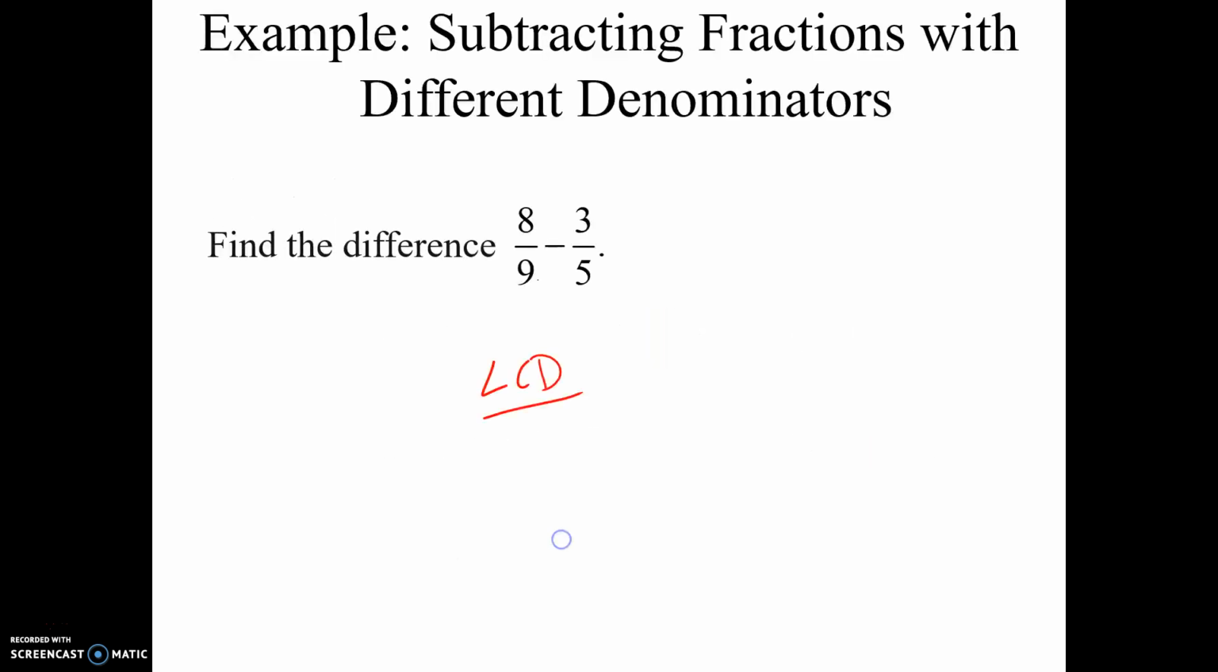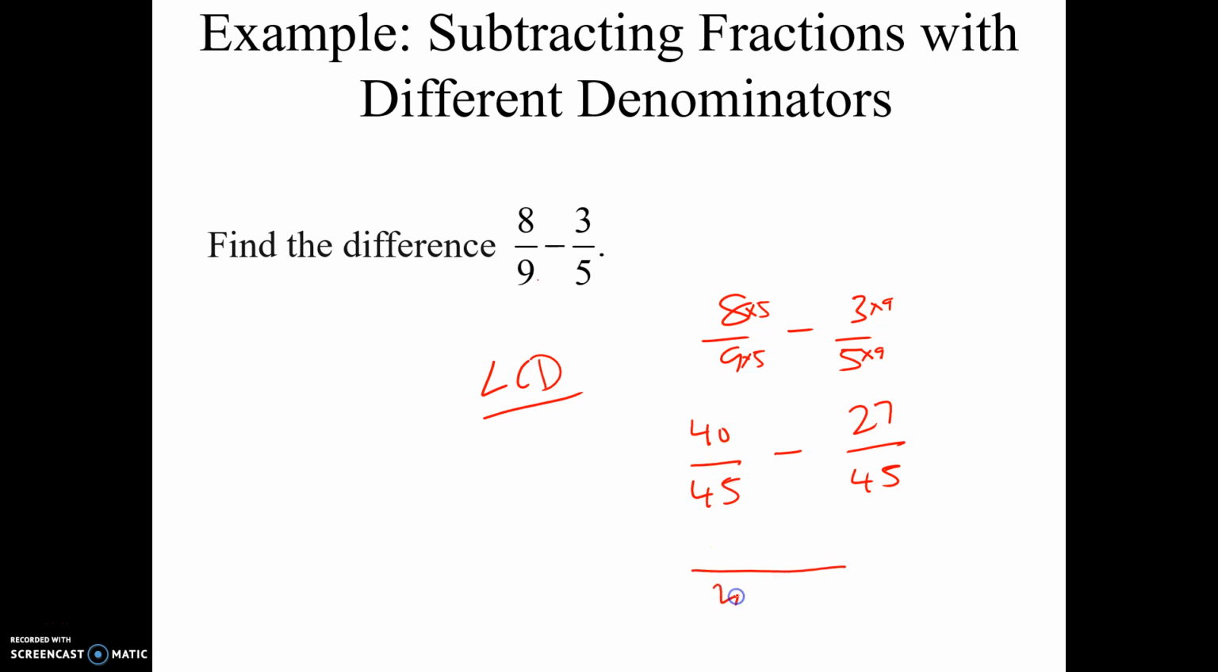So since the LCD is 45, let's rewrite 8 over 9 and 3 over 5 using a denominator of 45. So 9 times 5 is 45, which means 8 times 5 is 40. 5 times 9 is 45, which means 3 times 9 is 27. Once we have a common denominator, we can write 40 minus 27 on the numerator. 40 minus 27 is 13. Our answer is 13 over 45. This cannot be reduced, so this is our final answer.